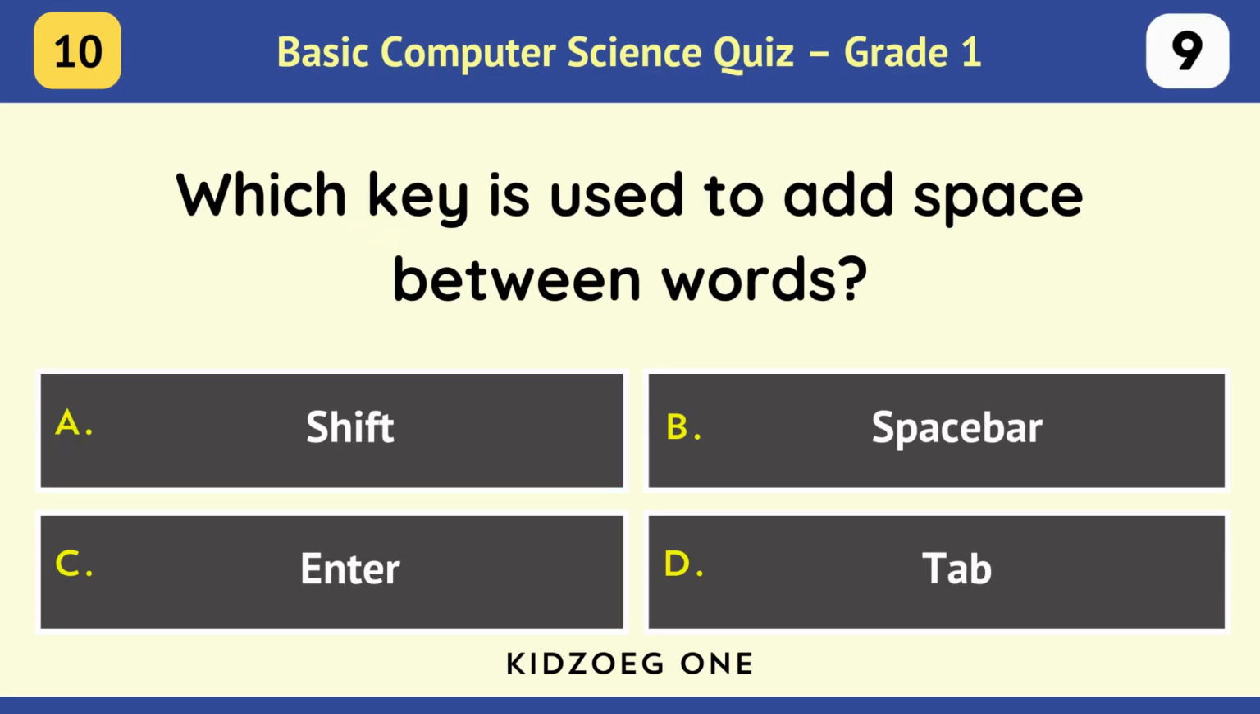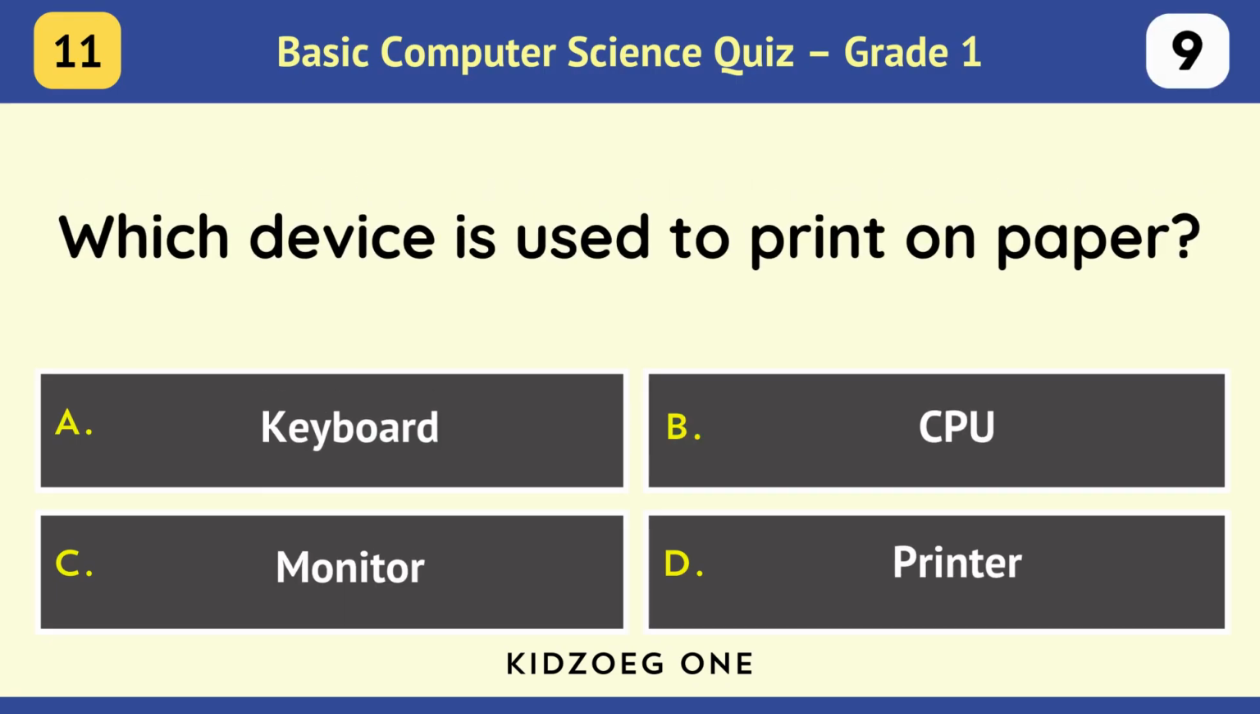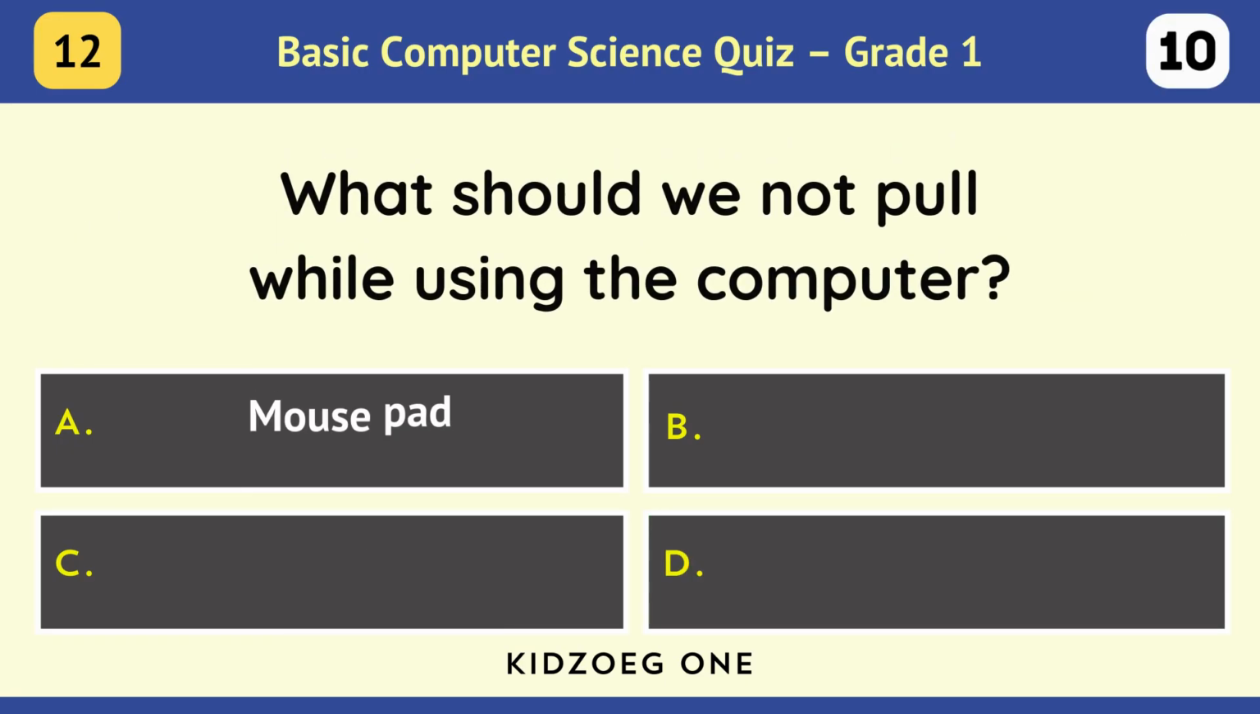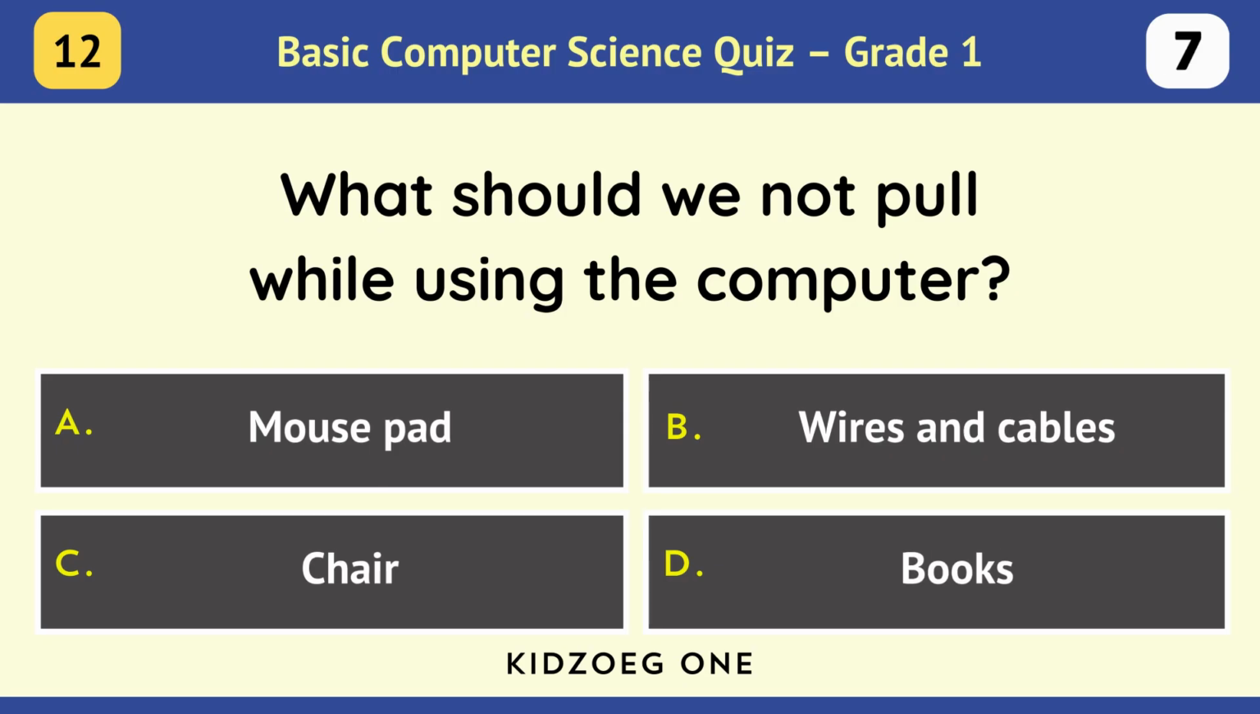Which key is used to add space between words? Spacebar. Which device is used to print on paper? Printer. What should we not pull while using the computer? Wires and cables.